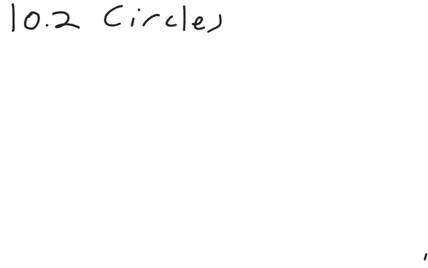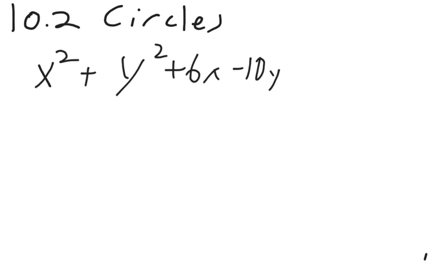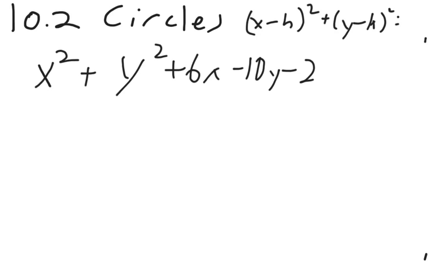Alright, today we're going to go over circles and graphing and writing equations and the like. So let's say we have this equation and we want to turn it into x minus h squared plus y minus k squared equals the radius squared. My equation is equal to 0.